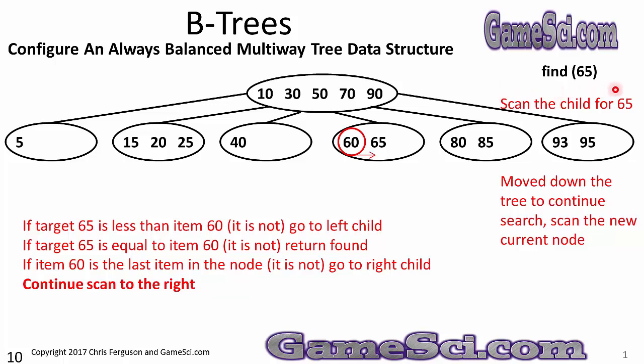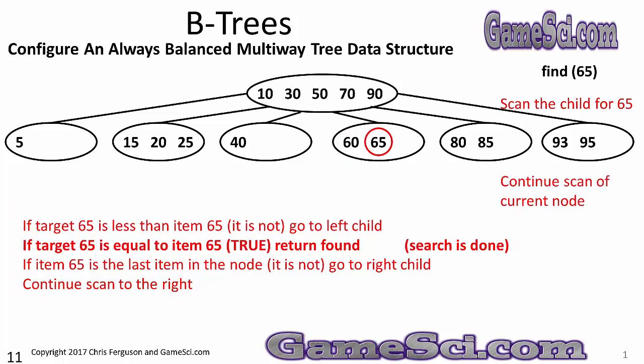Now let's scan the child for 65. We move down the tree to continue the search. We've got to repeat the scan on this node, the current node. If the target 65 is less than item 60, it is not. If the target 65 is equal to item 60, it is not. If 60 was the last item in the node, it is not. None of these are true, so I will continue the scan to the right within the current node.